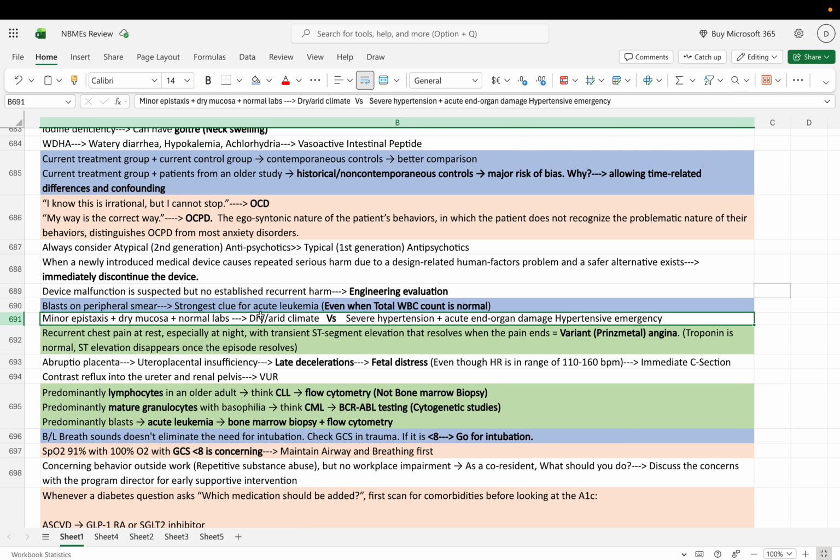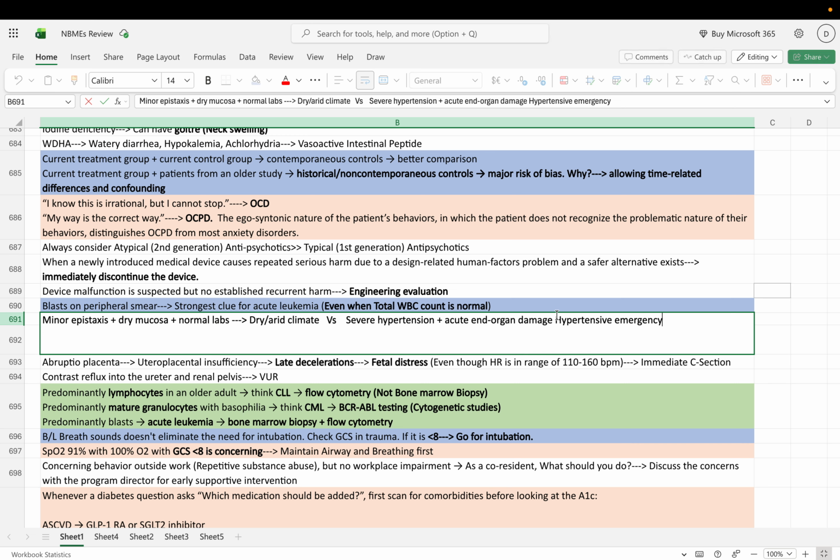Minor epistaxis plus dry mucosa plus normal labs: the most important causative factor is dry or arid climate. Severe hypertension plus acute end organ damage classically indicates hypertensive emergency.